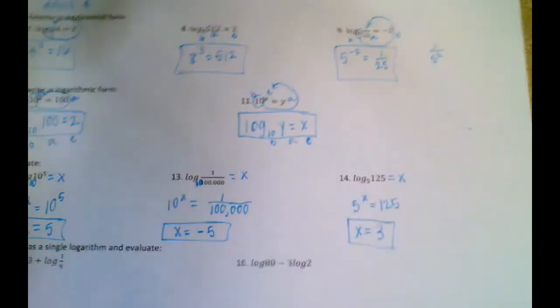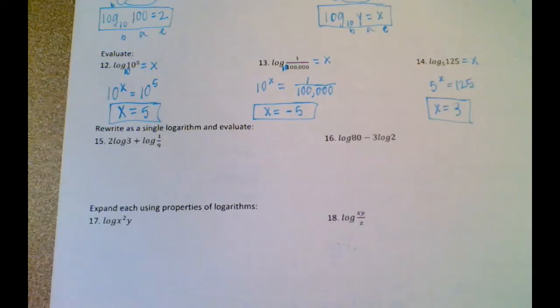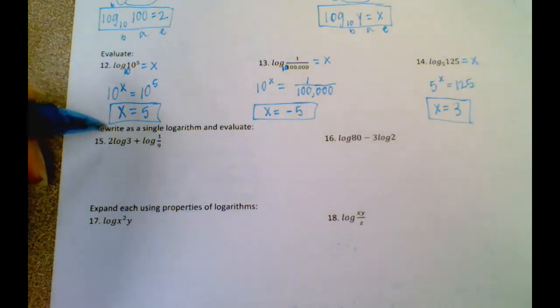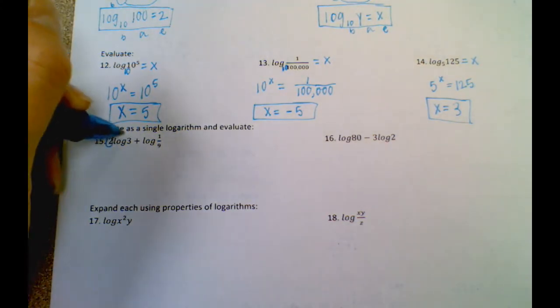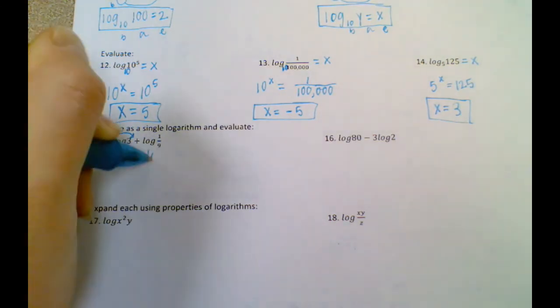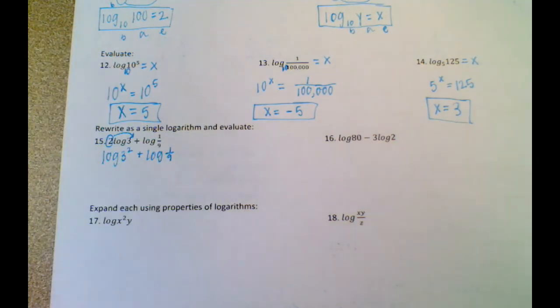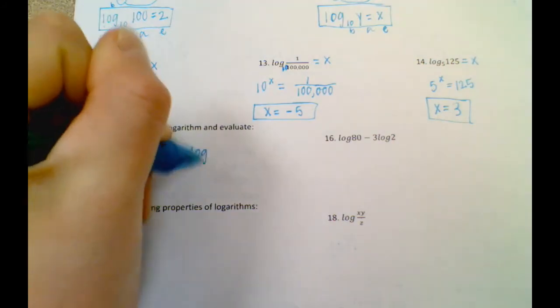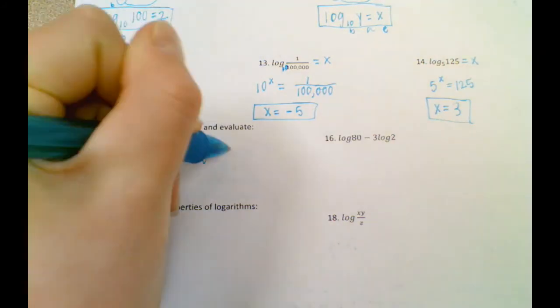Okay? All right, last couple problems here. Rewrite as a single log and evaluate. So we are going to use your logarithmic properties. Sorry, I need more water. Okay. So here we go. Remember, if you have a number out in front, you can move that to the exponent. So this is log 3 squared plus log 1/9. Okay, let's simplify this. 3 squared is 9, right? So I have log of 9 plus log of 1/9.